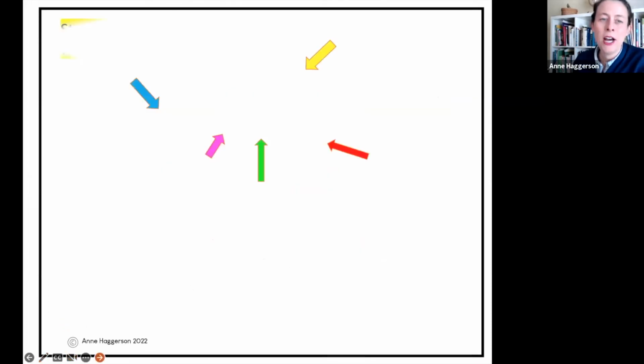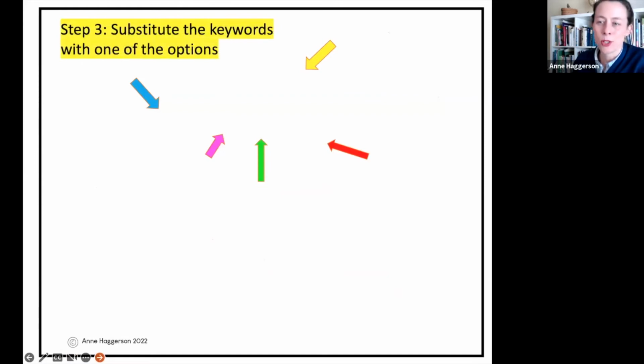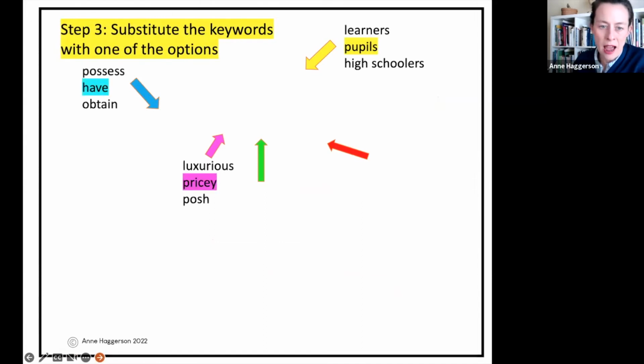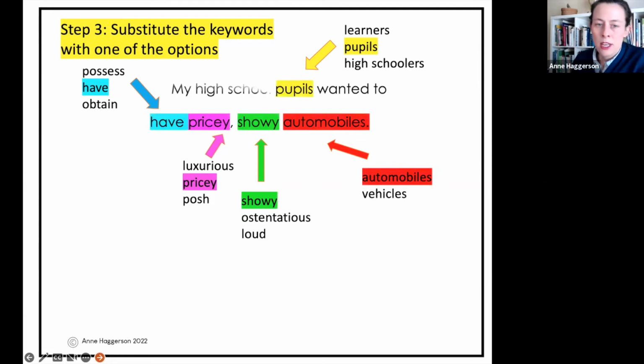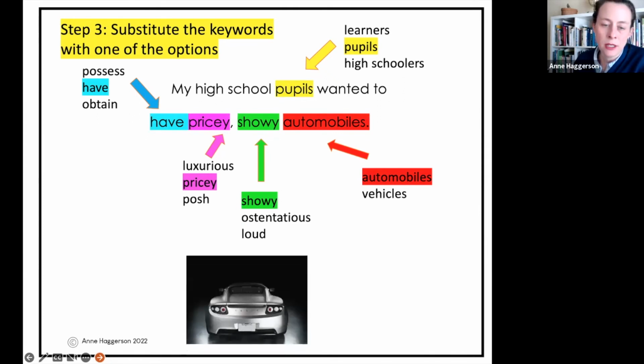How cool. Okay, step 3, substitute the keywords for one of the options. So we will choose one of the best options. Here I've chosen pricey because it really does fit better in terms of that idea of expensive, showy, and automobiles. Then you have your new sentence. My high school pupils wanted to have pricey, showy automobiles. Okay. So this sentence is paraphrased on the level of vocabulary.